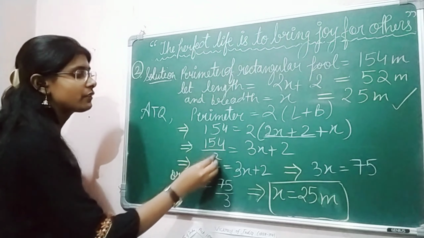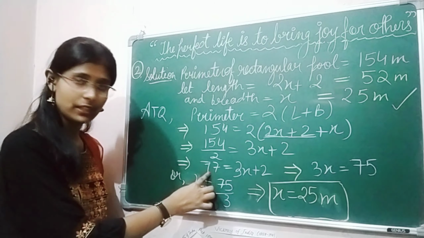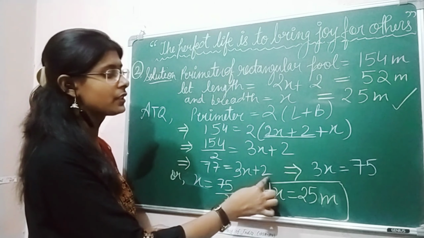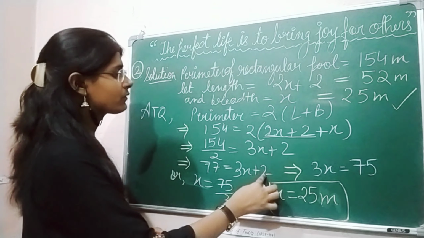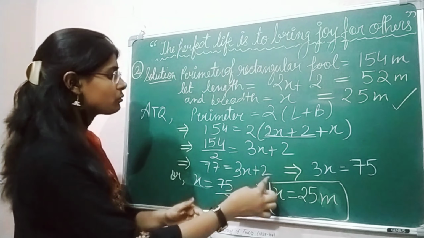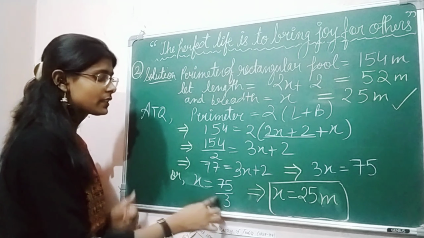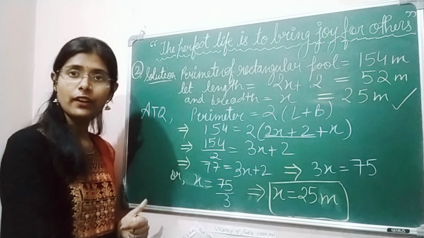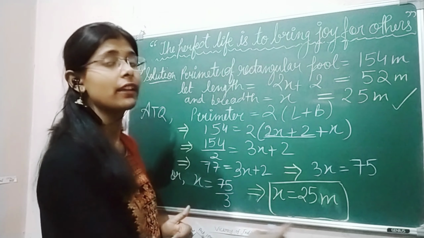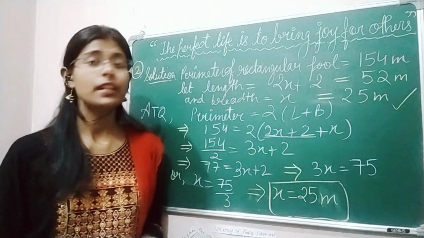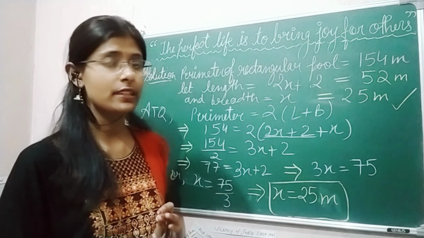Now 154 divided by 2 will give you 77 is equal to 3x plus 2. Now you will transfer this 2 to 77 and subtract it, then you will get the result 75. Now x is divided by 3, so 75 divided by 3, you will be getting 25 meter. But hold on, this is not your last answer because they have required the length and the breadth both.